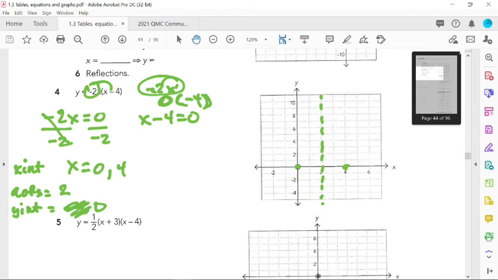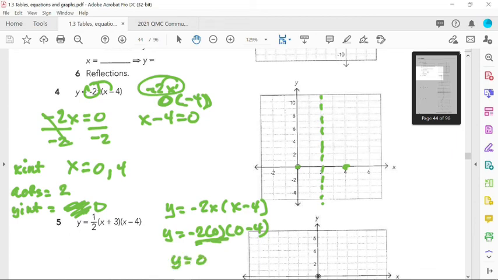Let me walk you through it again. So y equals negative 2x times x minus 4. If you replace all of those with zeros, you've got a multiple of 0, so that automatically makes everything turn into 0. Anytime you multiply with 0, this multiplier of x turned into a 0, and anytime you multiply with 0, you get 0.